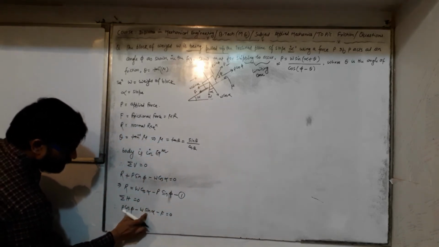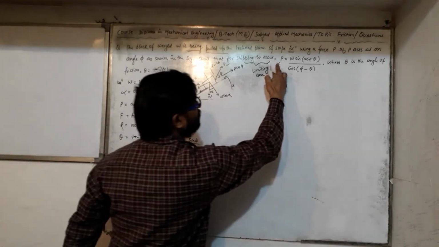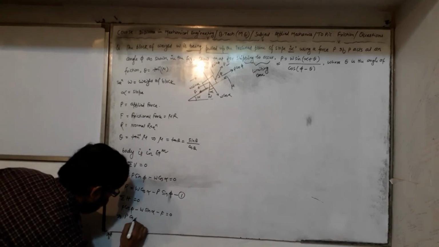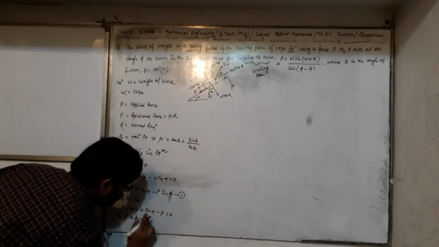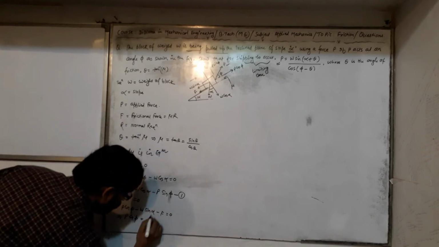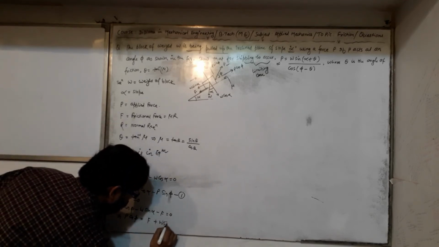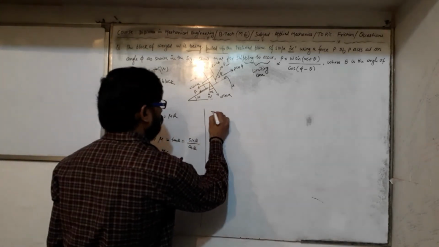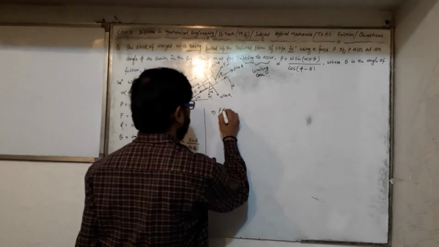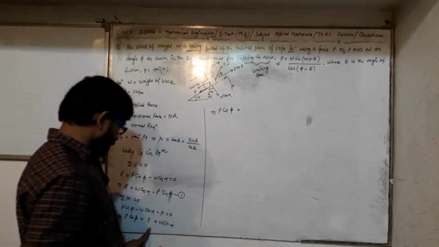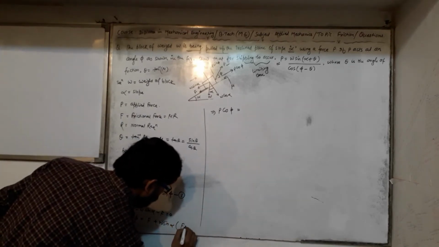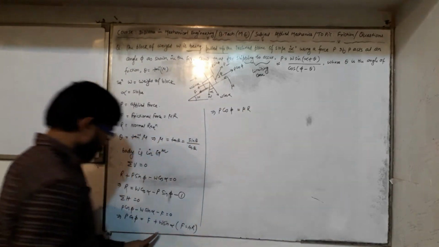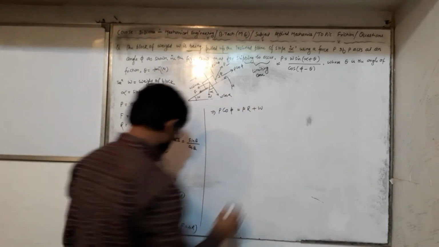If I am transposing this and this, because we have to express P in terms of W, we can say P cos phi equals F plus W sin alpha, since these two terms must be positive while transposing to the right hand side. Or P cos phi equals F, where F is nothing but mu times normal reaction. So mu times normal reaction plus W sin alpha.